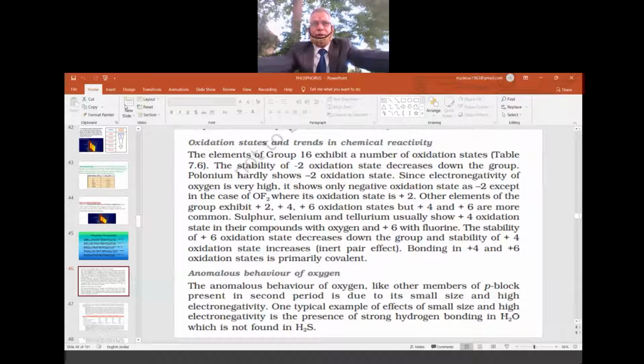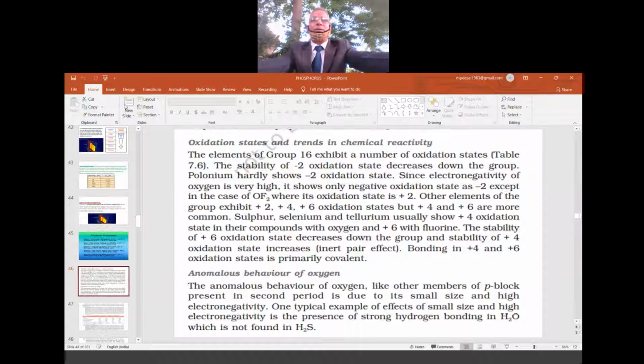So except with fluorine, it will show in most cases -2. But in rare cases, there are some oxides from the oxygen family. Normally we have everyday, day-to-day examples, normal oxides. They are called common oxides with -2. So O2- is a normal oxide, whereas in some cases oxygen forms peroxide, and oxygen also forms superoxide.